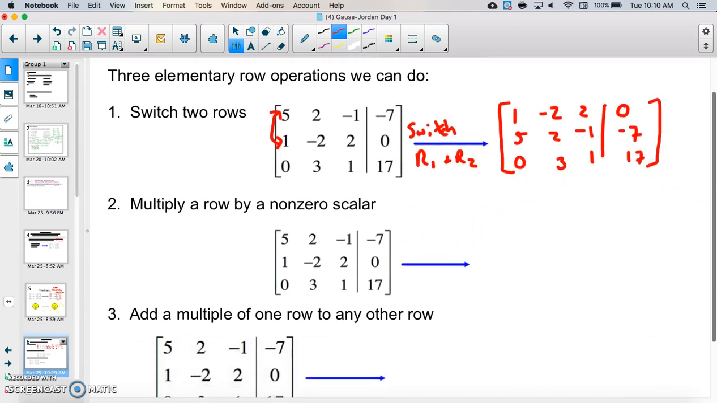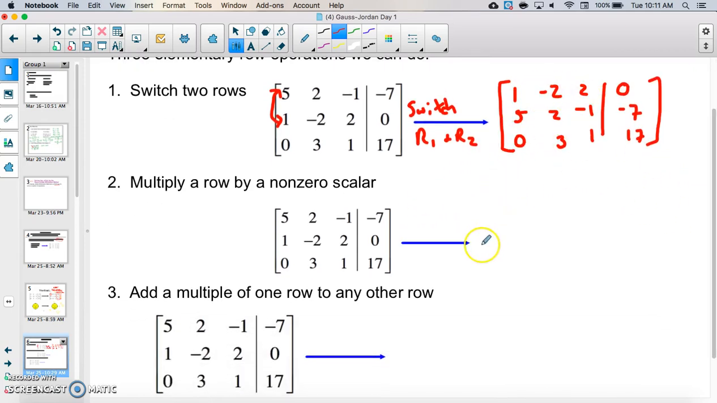The next option we could do to try to get that goal of the identity matrix on the left is we could multiply a row by a non-zero scalar. So if I had wanted to try a different method to get a 1 in the upper left-hand corner, I could multiply this whole row by 1/5. Maybe not the best idea because we've got 2, -1, -7, but it is an option. Sometimes it works out really well.